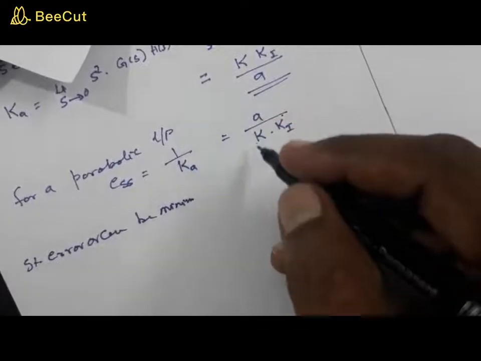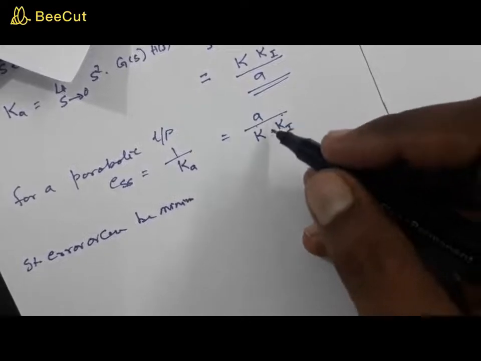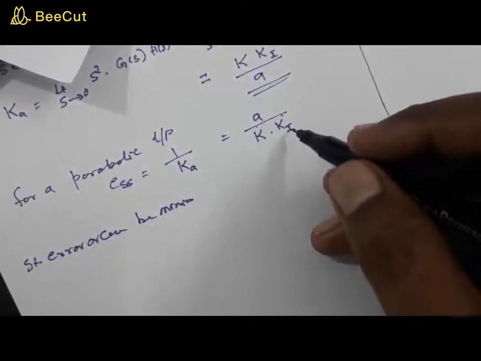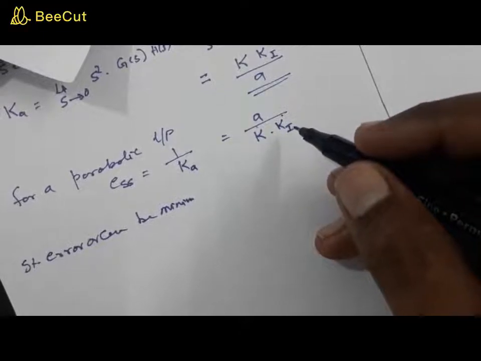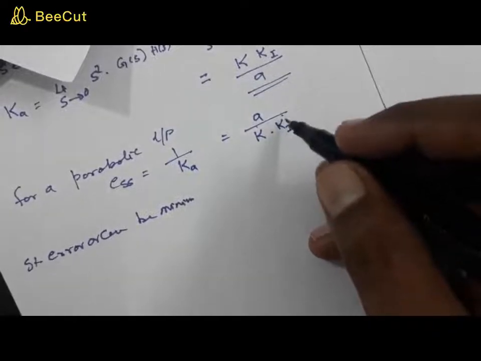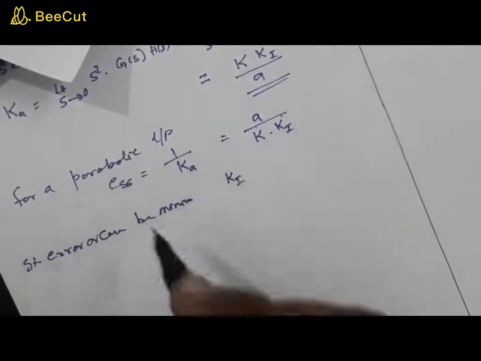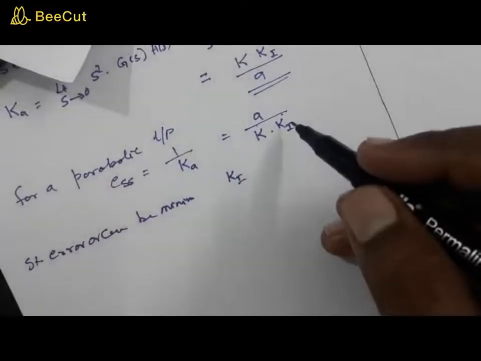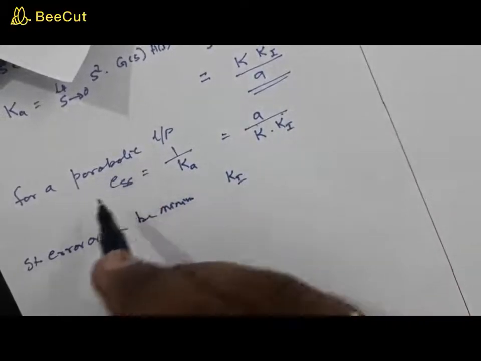See, once the system is designed, K is always constant, you cannot change it. But you can design an integral gain. By suitably selecting your Ki, you can improve your ess. As per this, if you increase your Ki, you can reduce the steady state error.